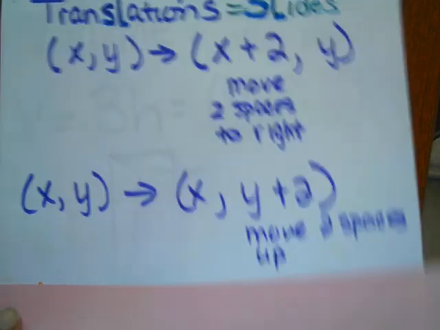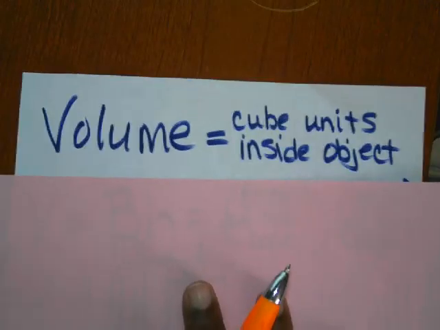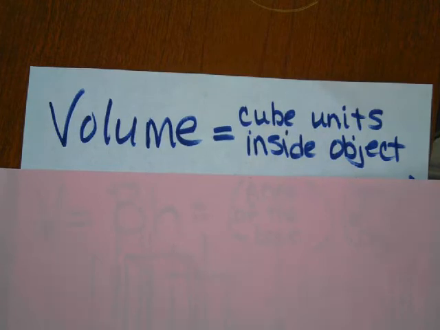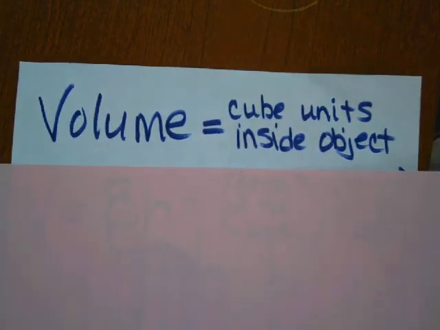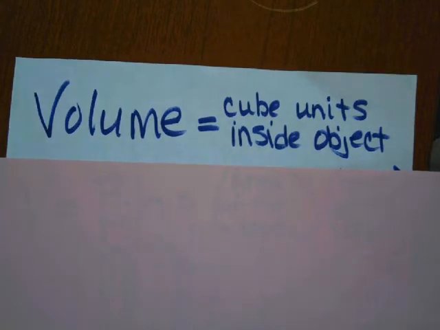Alrighty. Next, something we have not talked about very much because you're expected to remember it from junior high, and that is volume. Okay? Volume, cube units inside of an object. Remember, volume means how many three-dimensional cubes will fit inside of an object. Area is how many flat squares will fit inside of an object. Volume is how many actual cubes will fit inside of an object.